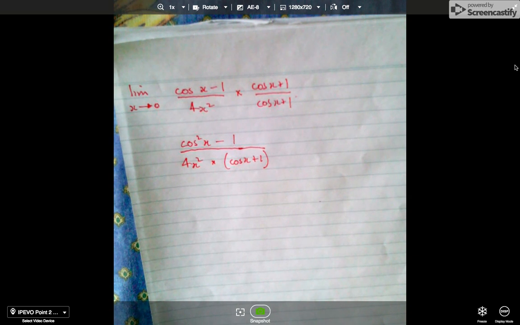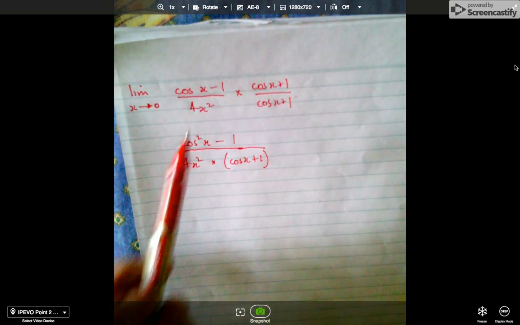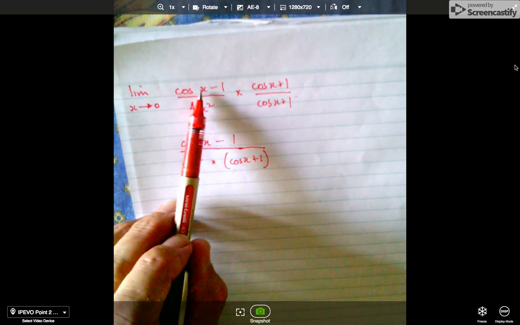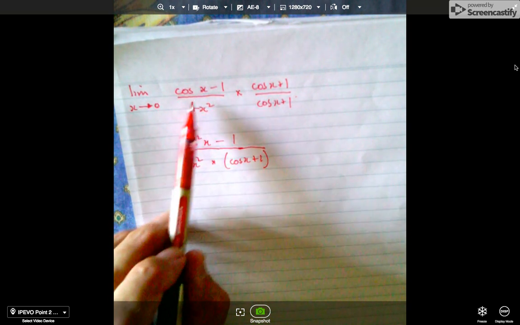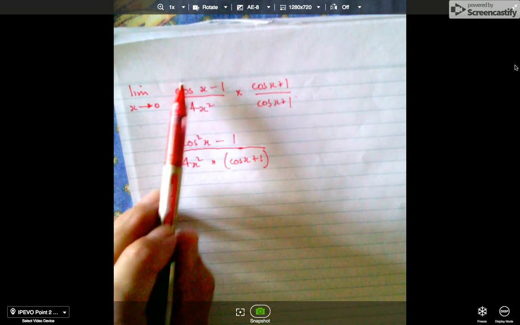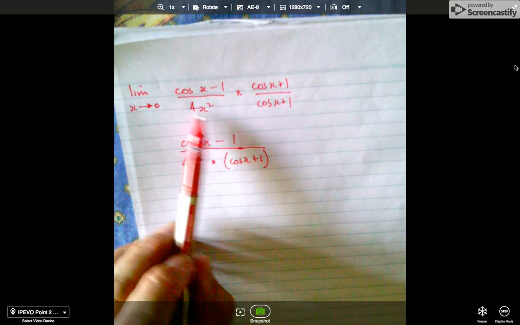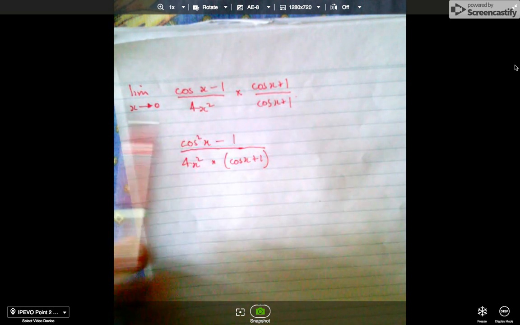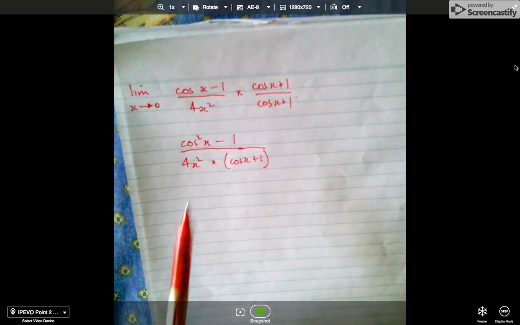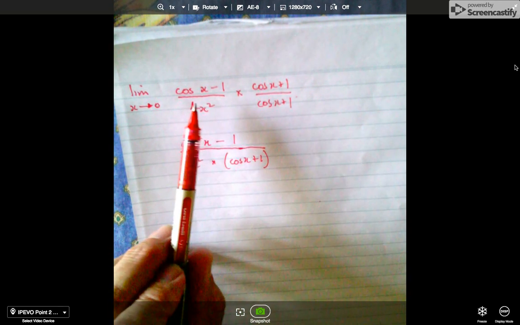And we don't really know too much about cos x. If we went right back to the start and looked at this, as x tends to 0, cos of 0 is 1. So 1 minus 1 is 0. When x equals 0, you get 4 times 0 squared, which is 0, so you get 0 over 0, and it all breaks loose. So we don't know too much about cos x.